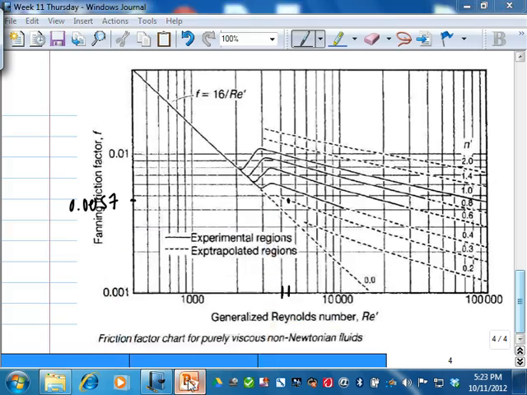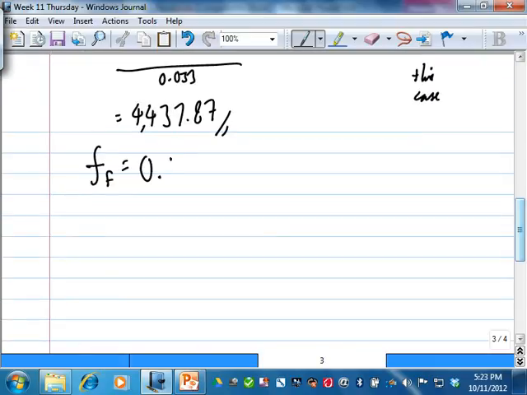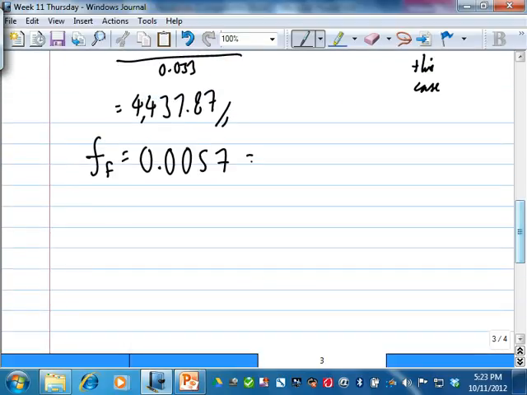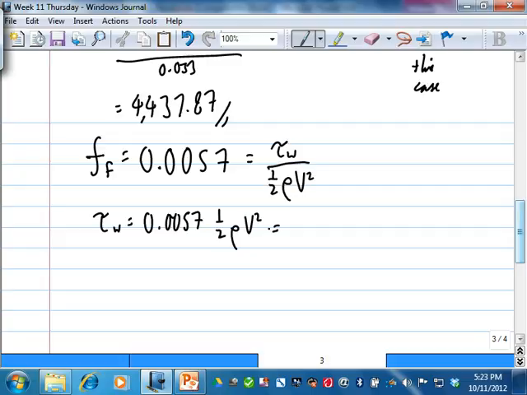F fanning is a little bit more complicated. It's here. F fanning, 0.0057, is equal to shear stress on the wall divided by half rho V squared. So shear stress on the wall is equal to 0.0057 times half rho V squared, which is equal to delta P D over L over 4. So you can put in the numbers. Pressure drop is how much? Pascal.